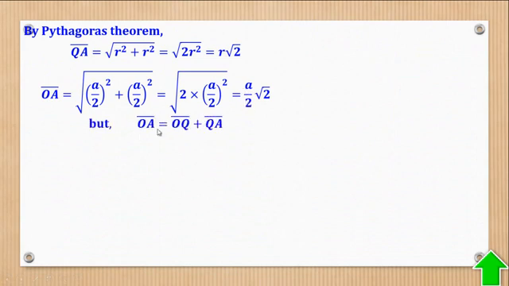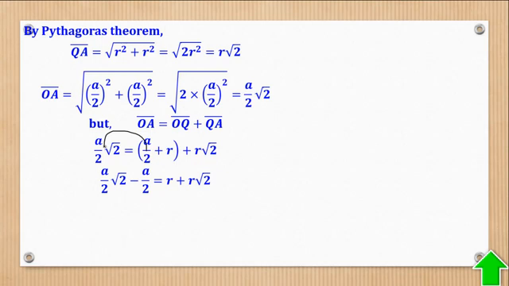But I know that OA is equal to OQ plus QA. So I have OA, I have OQ, I have QA. And my work is to substitute. So when I substitute, I have R, which they want. So I'll have to look for R by making it the subject.